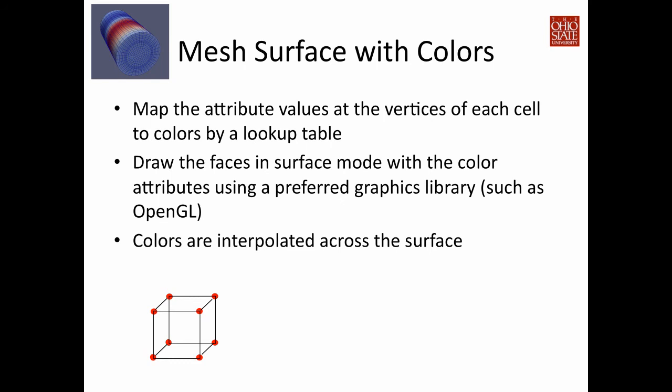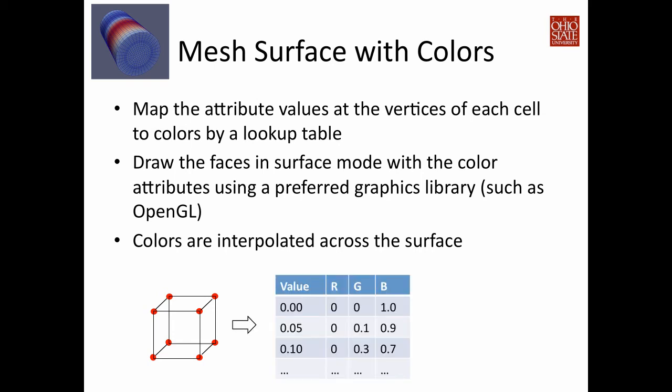Of course, a lot of times we want to look at the attribute, not just the mesh. This can be done by mapping the numerical value at the vertices through a color lookup table, and then you assign color to each vertex of your polygon. The color across the surface is basically interpolated using Gouraud shading or other preferred shading algorithms, and this is done by graphics libraries such as OpenGL.